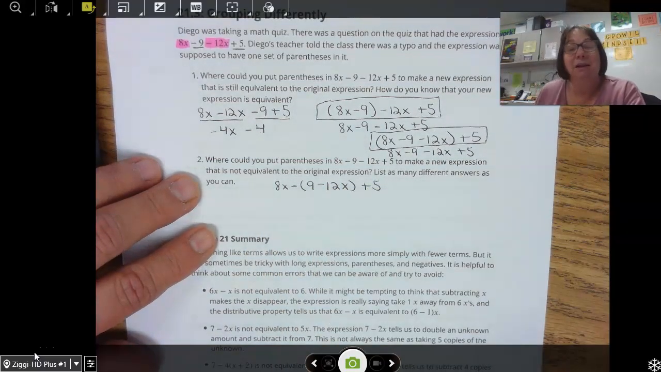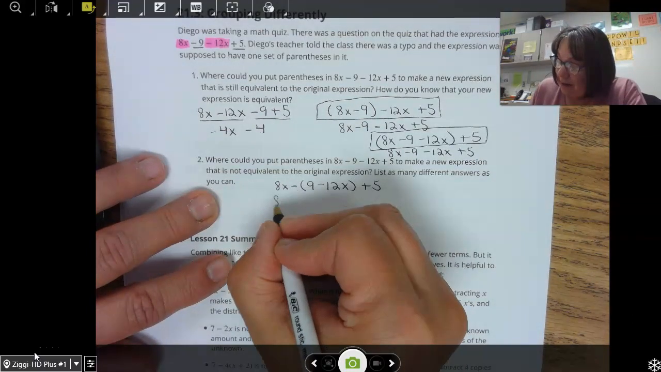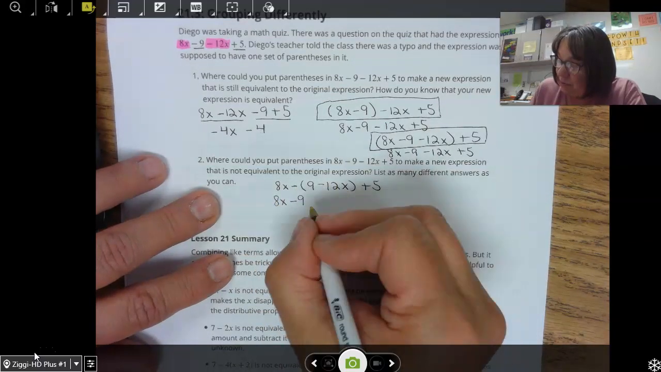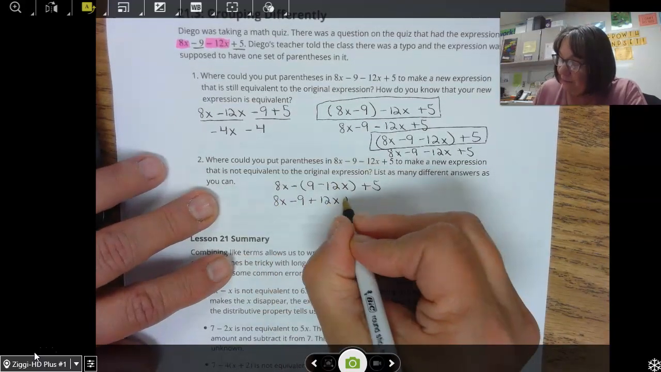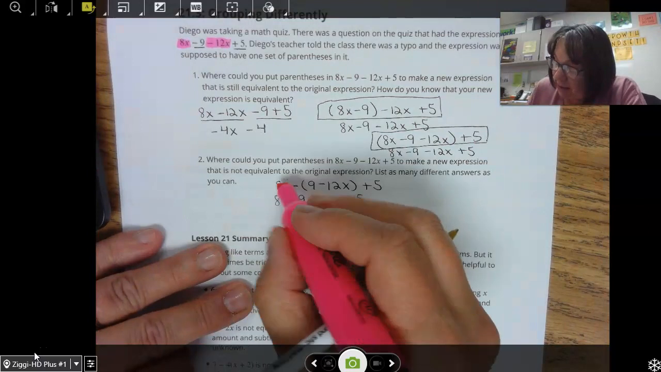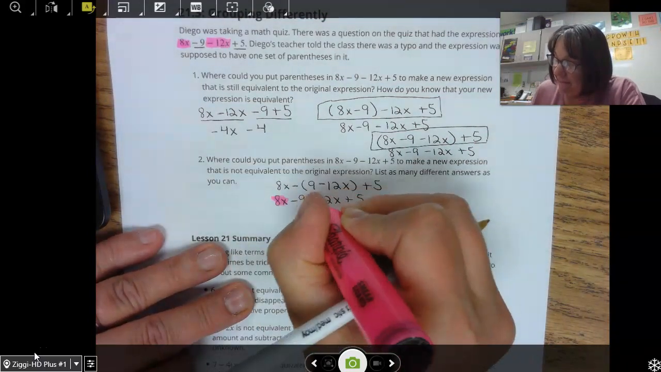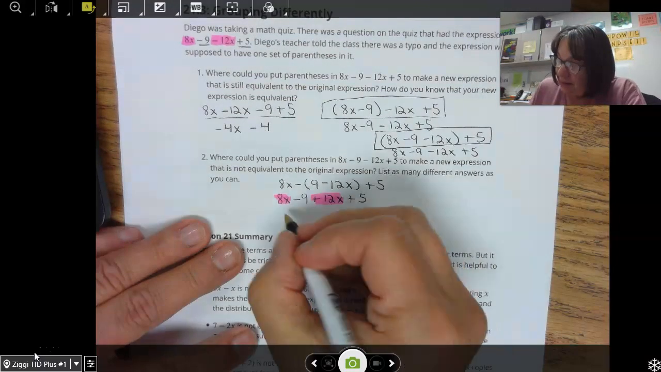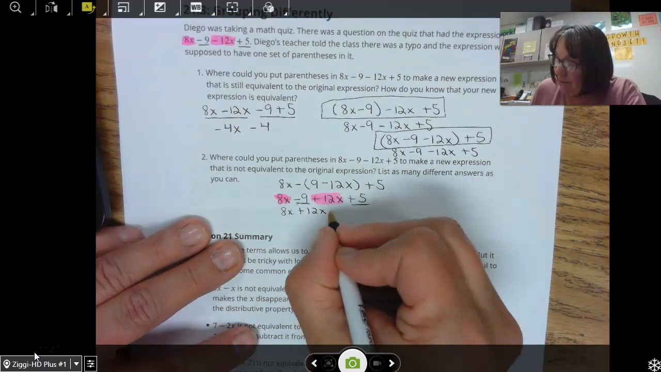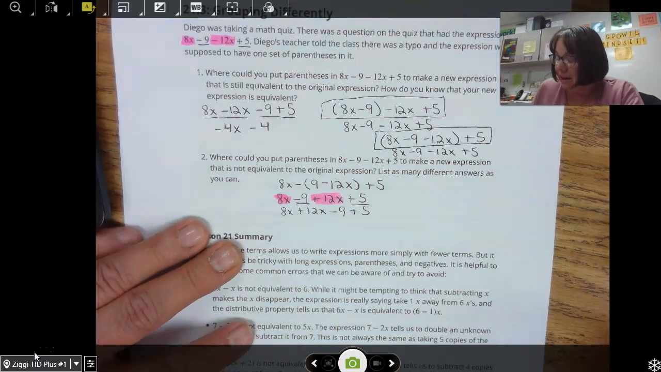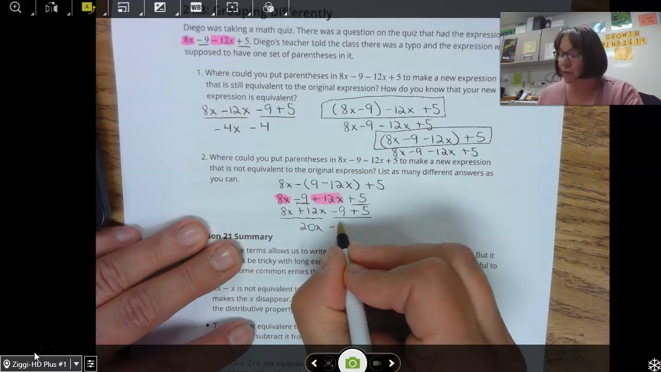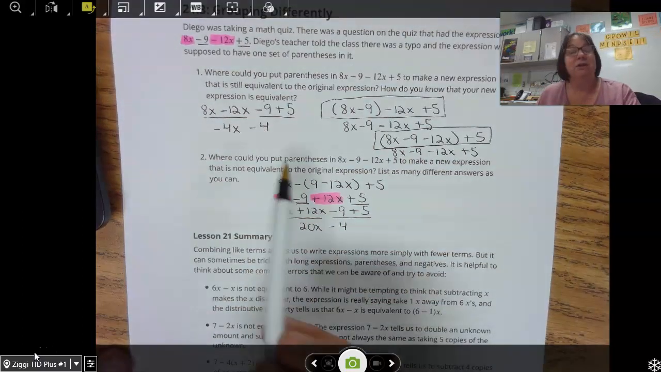Let's see what happens. We have 8x, and then the opposite of 9 is negative 9. The opposite of a negative 12 would be a positive 12x plus 5. And now I'm going to take those like terms, the same ones that have an x, and put them together. So now we have 8x plus 12x. And then I have negative 9 plus 5 are my constants. 8x plus 12x is 20x, and negative 9 plus 5 is negative 4. So this expression was not equivalent to the one before.